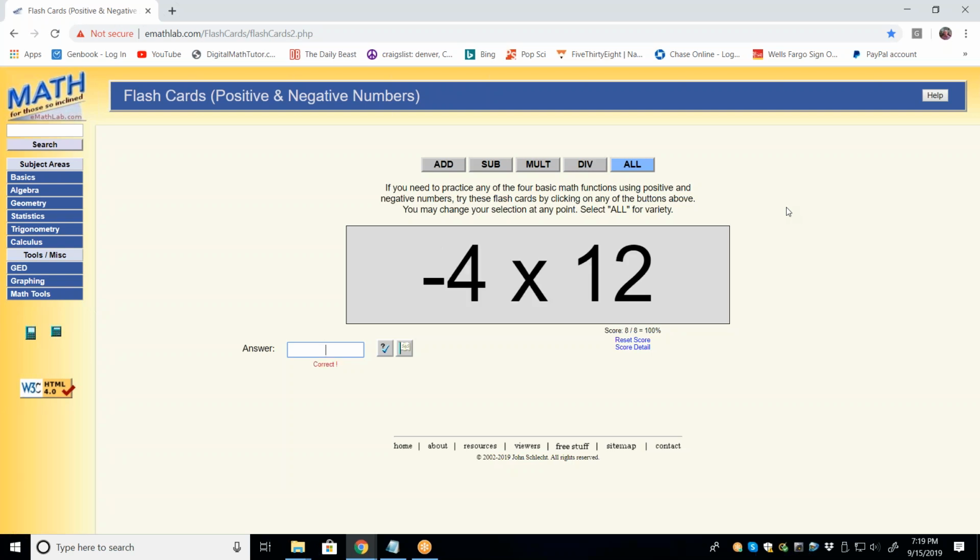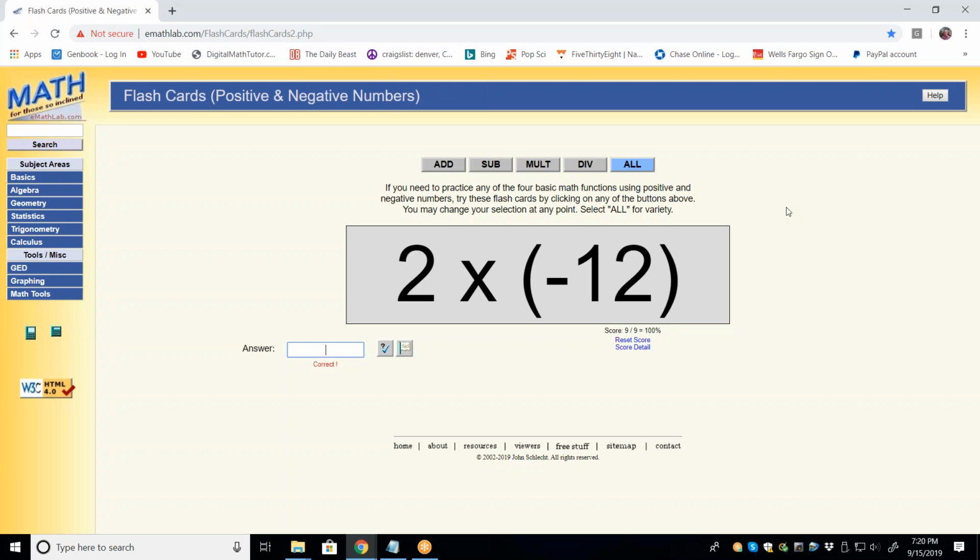No, positive. Oh, you were correct. Negative. When you're doing multiplication and division, one minus sign equals a minus answer. Two minus signs equal a plus answer. This is multiplication. It's only got one minus sign. Sign first. -48. Good.